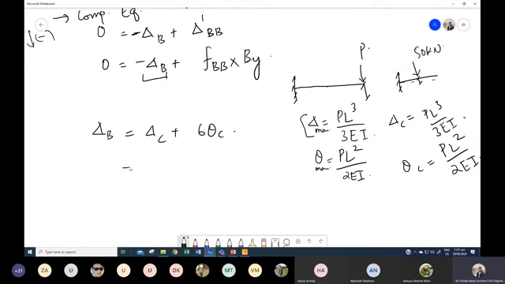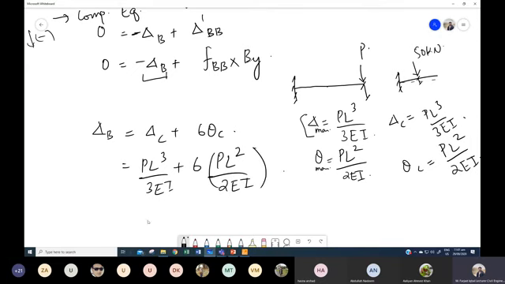Now we have this value of delta C, that is PL cube over 3EI, plus 6 times theta C, and theta C is what? PL square over 2EI, right? This P is 50. Just substitute the values. Length is 6 feet or 6 meters, I guess. Yeah.